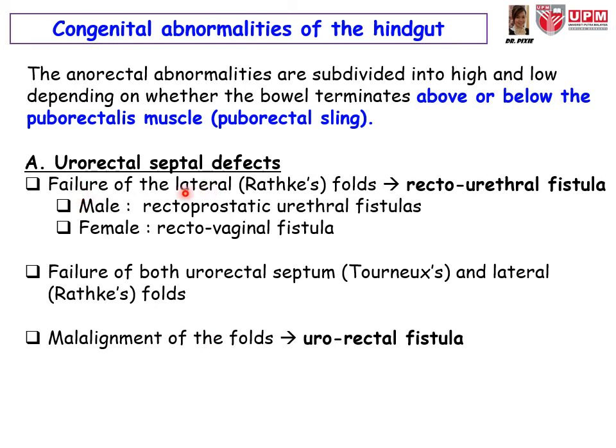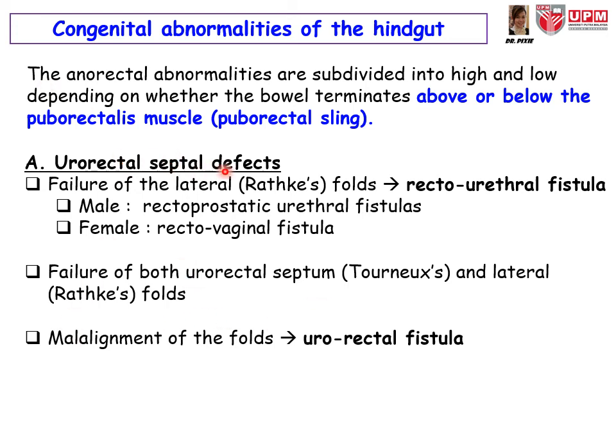When the lateral folds are failed with defects, this will cause the rectourethral fistula. To be exact, in male, this will cause the rectoprostatic urethral fistula, and in female, it will lead to rectovaginal fistula. When there is a defect between the superior septum and the two lateral folds, this will cause the rectovesical fistula in males, and in females, this could disrupt the fusion of the paramesonephric ducts, producing a pair of bilateral vagina and uteri that empty into the bladder.